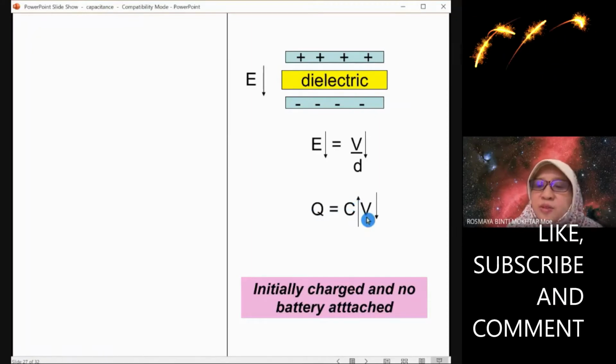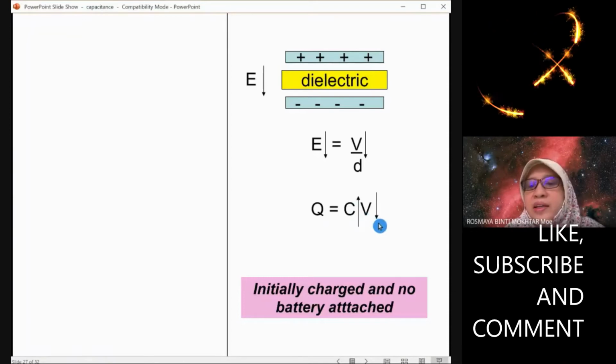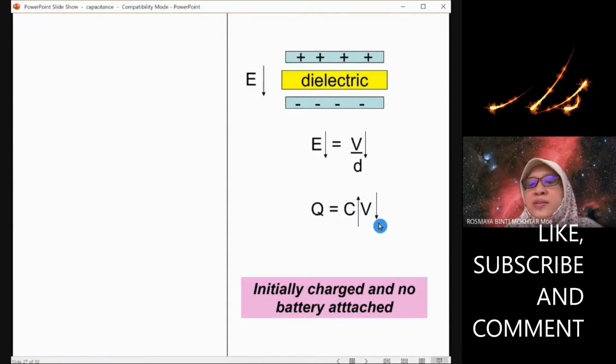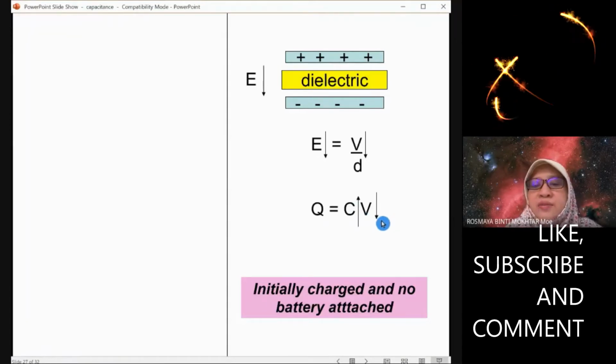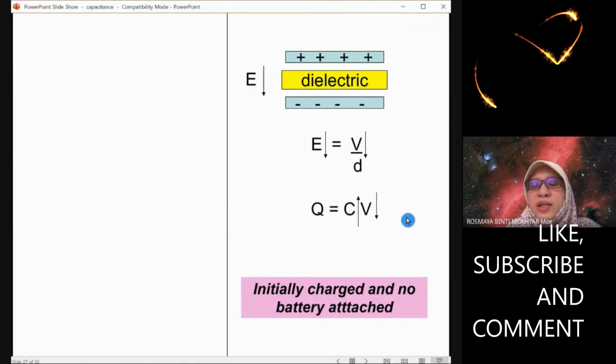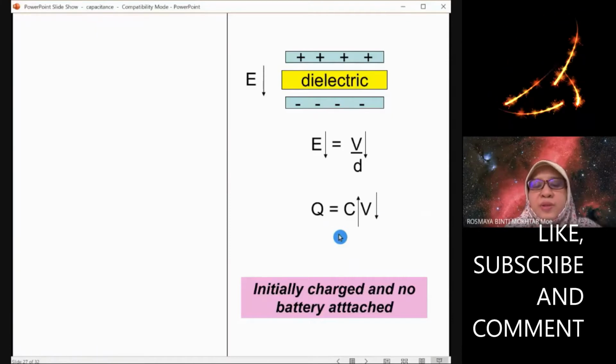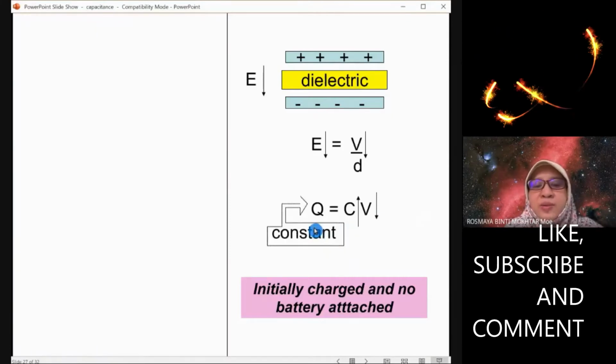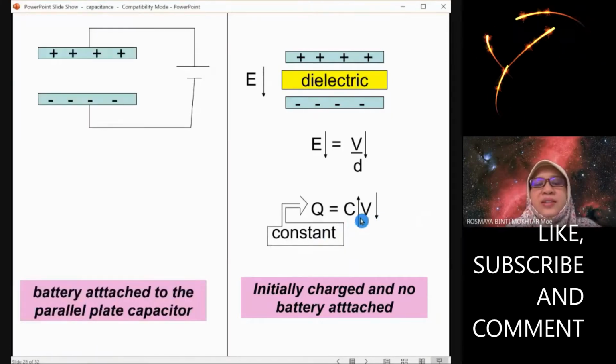Okay, understand or not? Can you write a message there for me to know whether you understand or not? Okay, I can read from your message. Now we go to the next. So when Q is constant and V decreases, C increases.